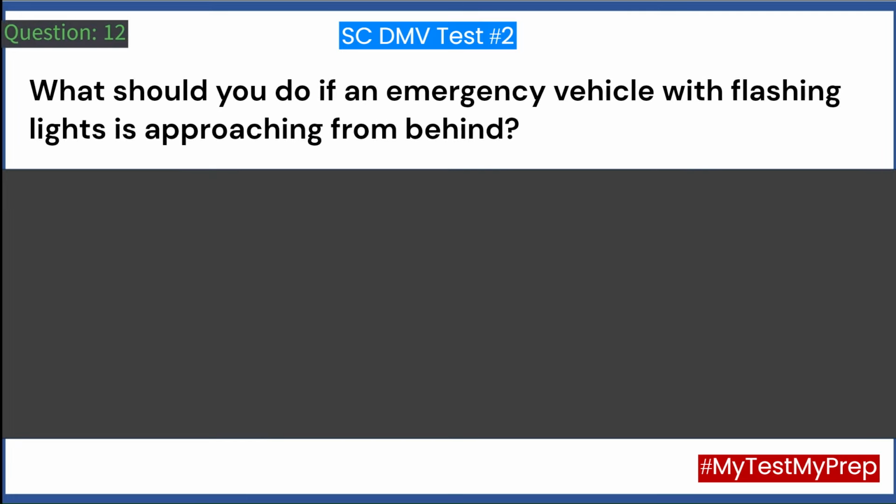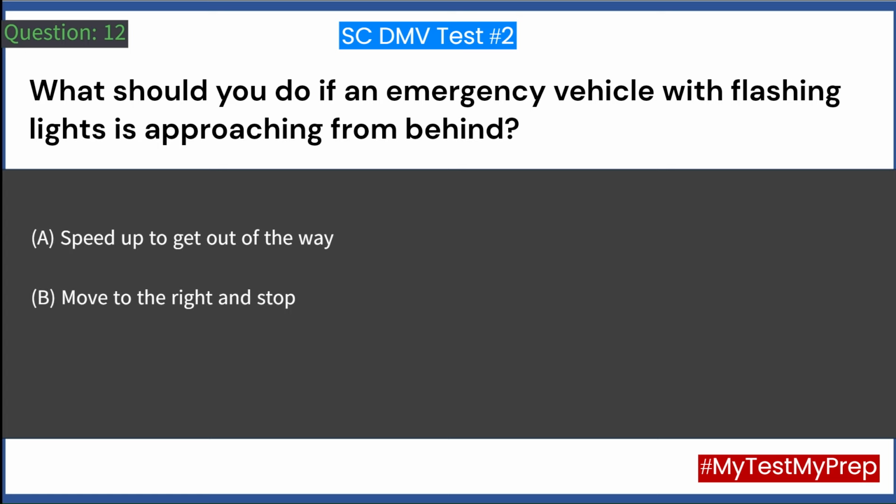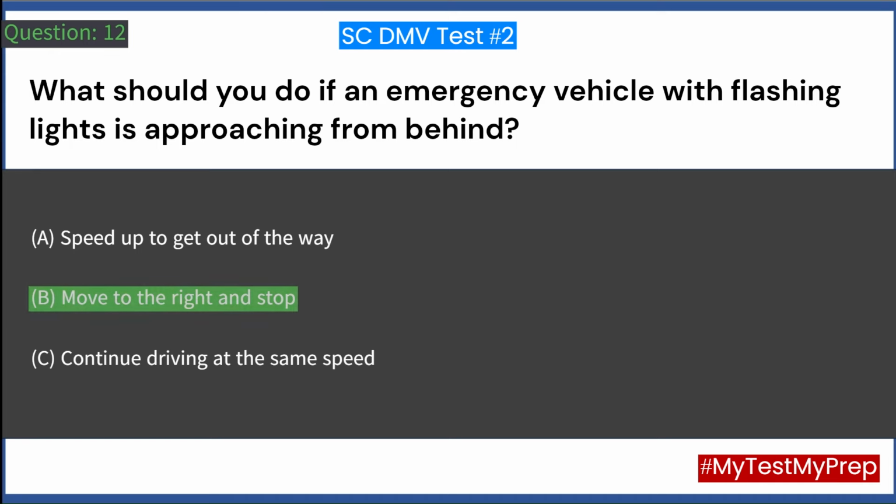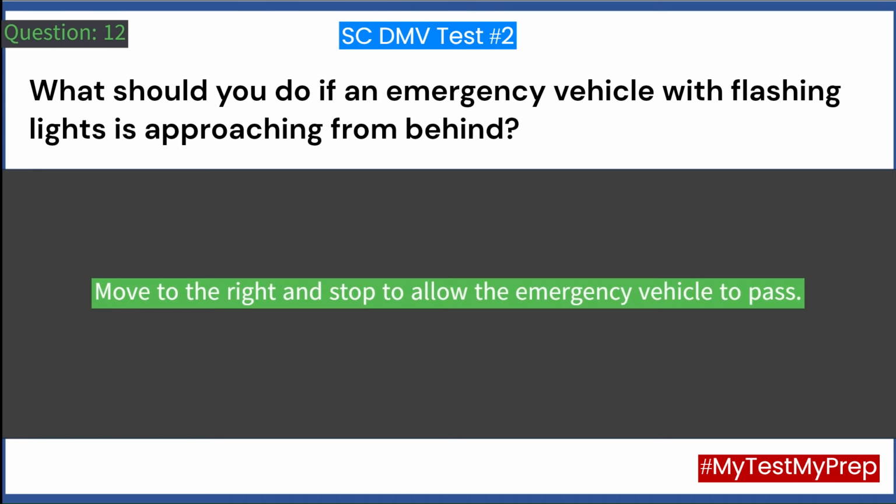What should you do if an emergency vehicle with flashing lights is approaching from behind? A. Speed up to get out of the way. B. Move to the right and stop. C. Continue driving at the same speed. Answer, B. Move to the right and stop to allow the emergency vehicle to pass.